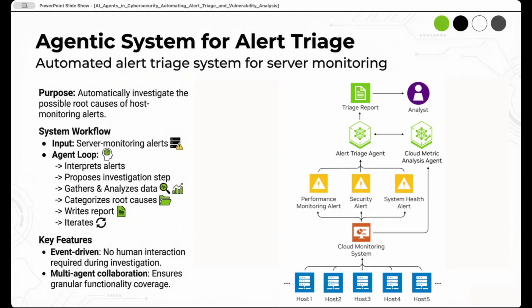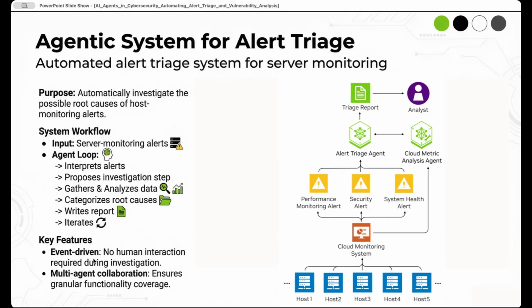So if it has seen the alert and it says, oh, I need to look at other system metrics, right? Then it's able to pull those metrics from the monitoring service and analyze the data automatically. It's also going to categorize and infer the root cause of these alerts. And last, it's going to write a report for the human analyst. And this is an iterative process, usually like in any multi-agent system.